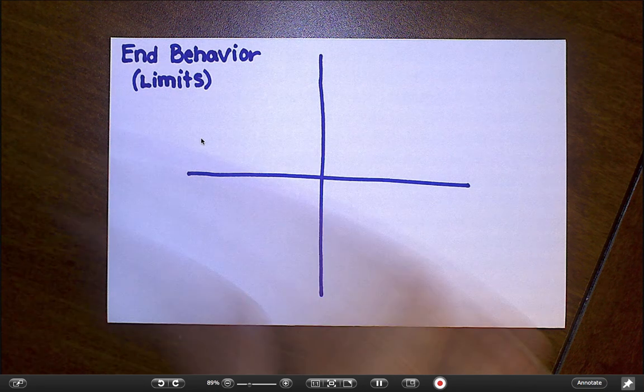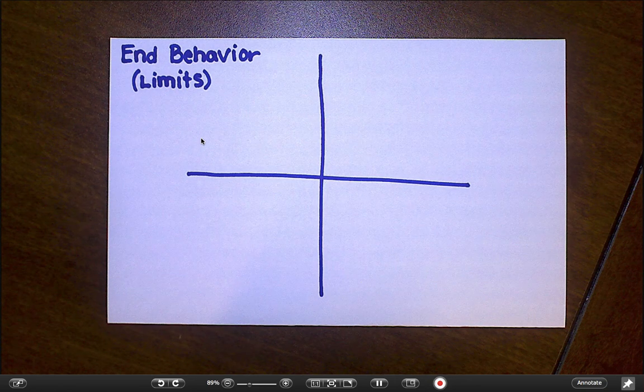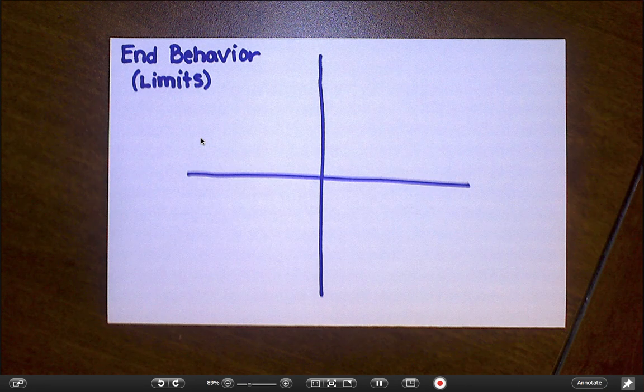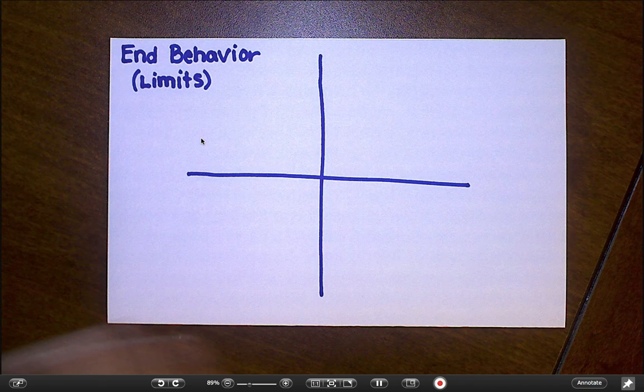All right. Hello, all. I had quite a few questions about some of the questions you had on homework assignments regarding limits and end behavior. So I wanted to just give you a quick kind of refresher, clarifier, or maybe this is the first time you're hearing this, but just wanted to give you a quick clarification.